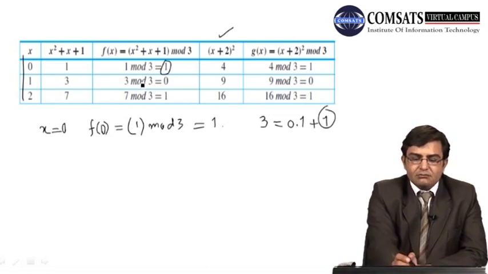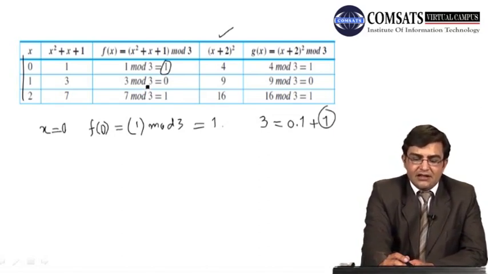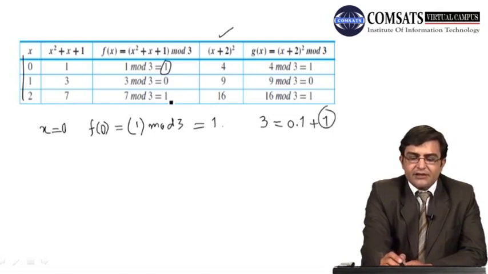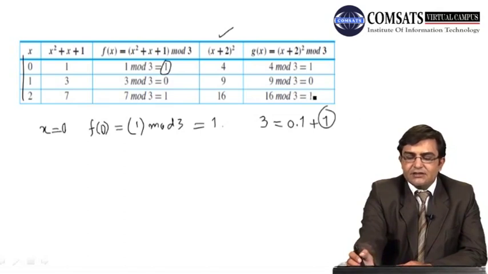Similarly, we can calculate 3 mod 3, which is 0, because when we divide 3 by 3, the remainder is 0, because it is a mod function. You know what is the mod function? We have studied it in relations. The next is 7 mod 3. When we divide 7 by 3, the remainder is 1, because 3 2s are 6, and 7 minus 6 is 1. Similarly, we calculate this. 4 mod 3 is 1, because when 4 is divided by 3, the remainder is 1. When 9 is divided by 3, the remainder is 0. When 16 is divided by 3, the remainder is 1, because 3 5s are 15, and 16 minus 15 is 1.